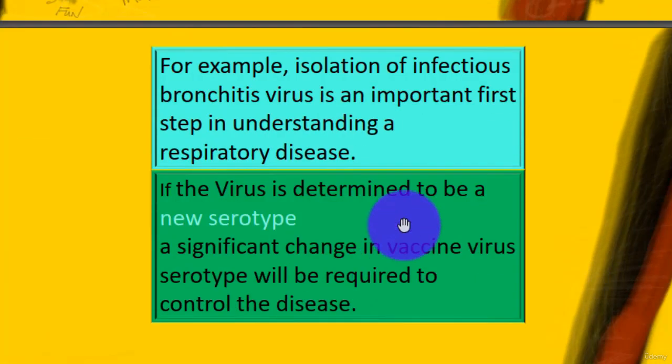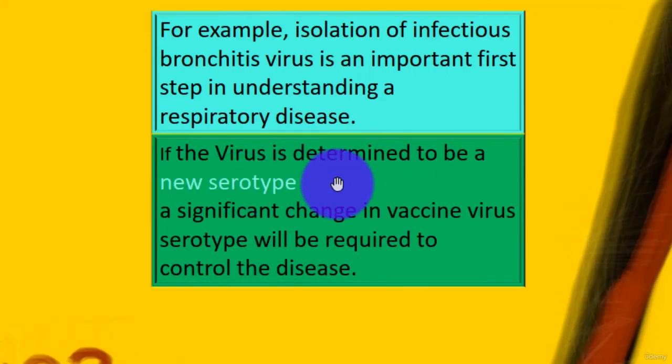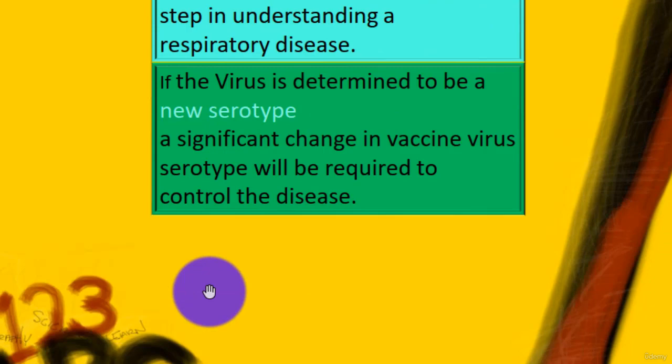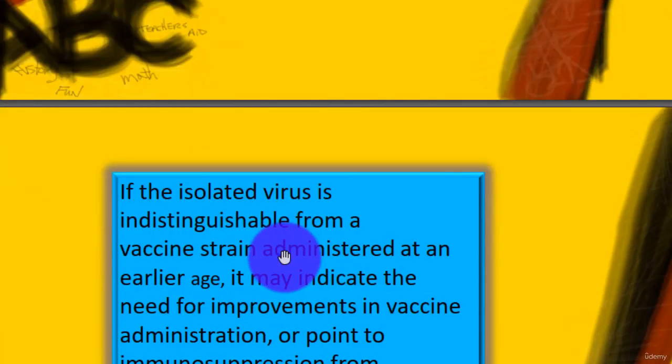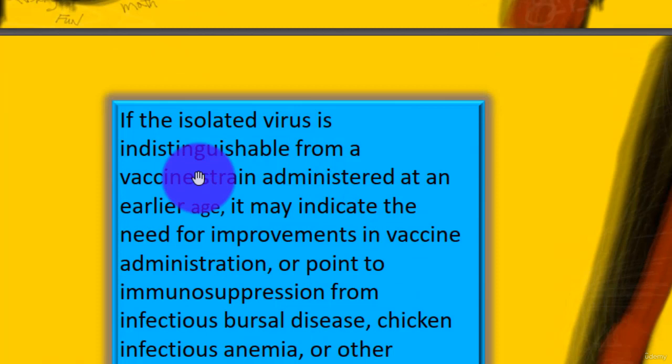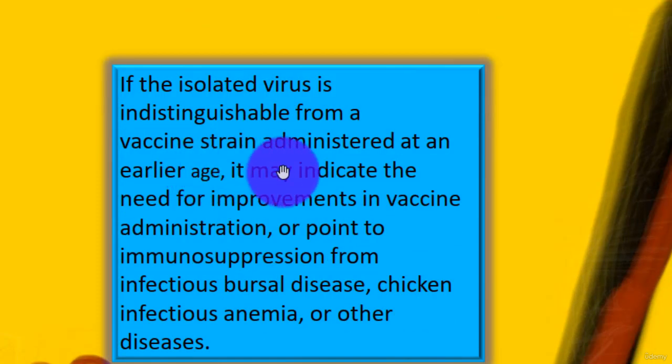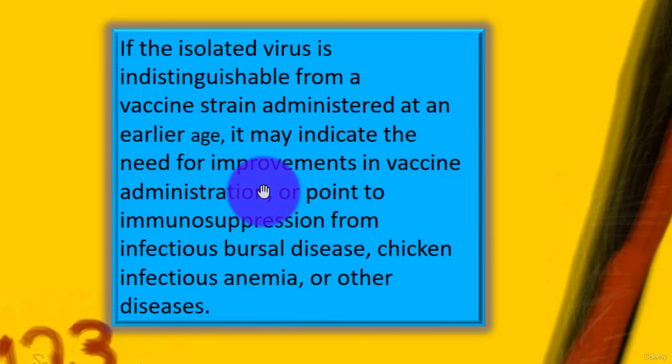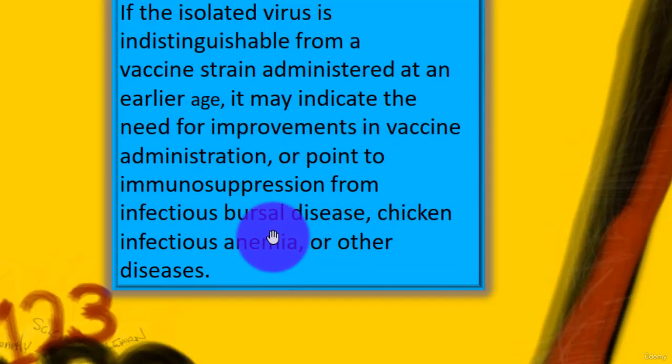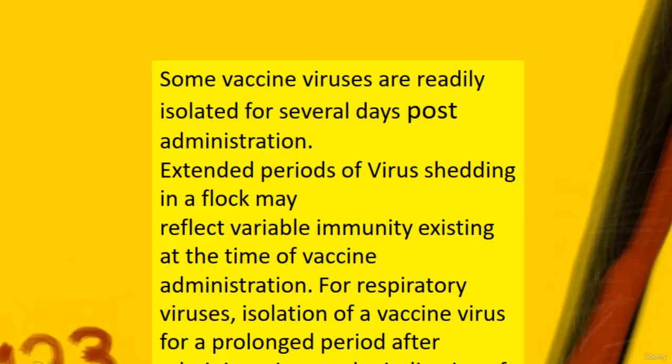For example, isolation of infectious bronchitis virus is an important first step in understanding a respiratory disease. If the virus is determined to be a new serotype, a significant change in vaccine virus serotype will be required to control the disease. If the isolated virus is indistinguishable from a vaccine strain administered at an earlier stage, it may indicate the need for improvement in vaccine administration or point to immune suppression from infectious bursal disease or chicken anemia virus.